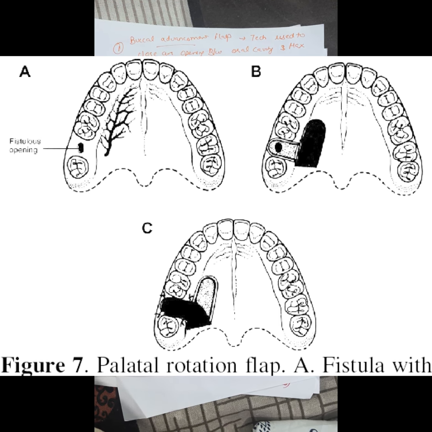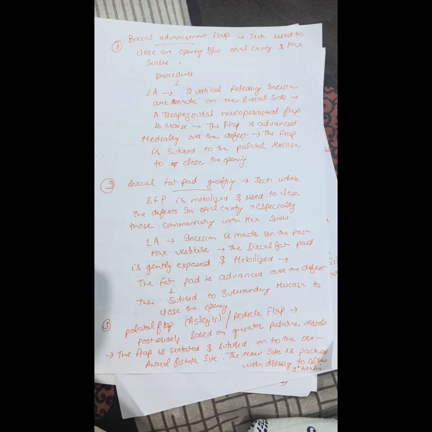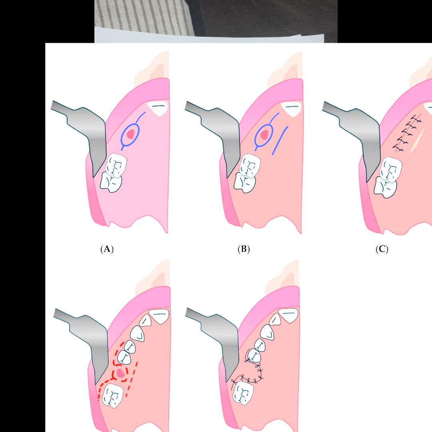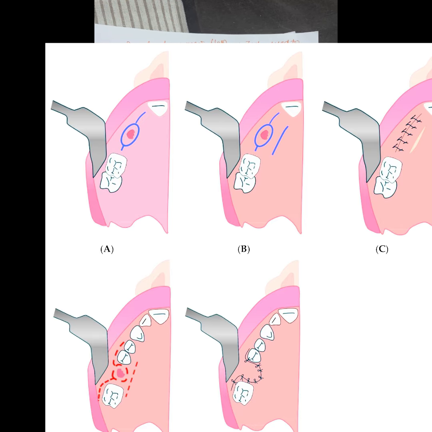Next is the palatal flap, also called the Ashley or pedicle flap. Posteriorly based on the greater palatine vessels, the flap is rotated and sutured over the oroantral fistula site. The raw site is packed with dressing to allow secondary healing.